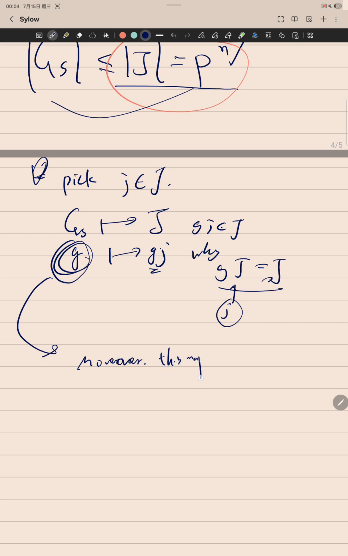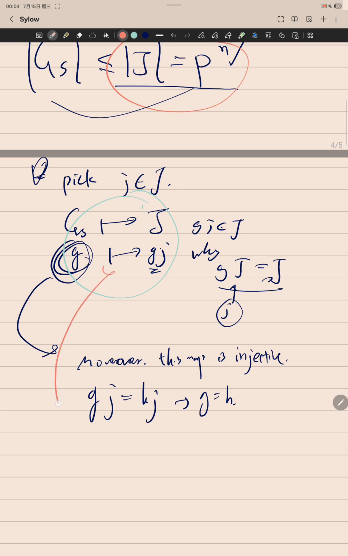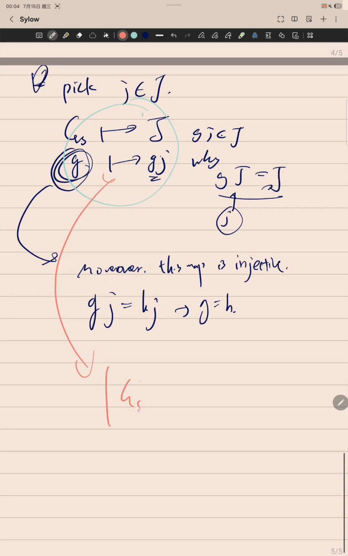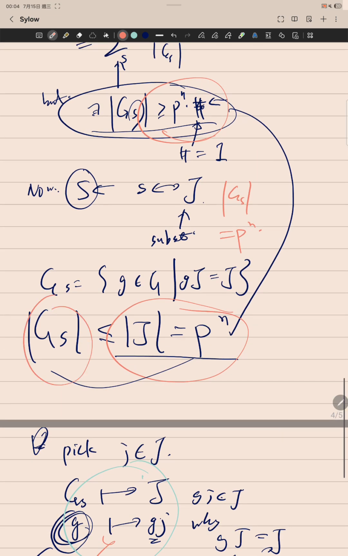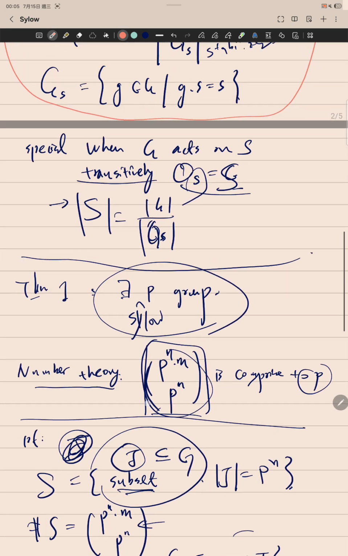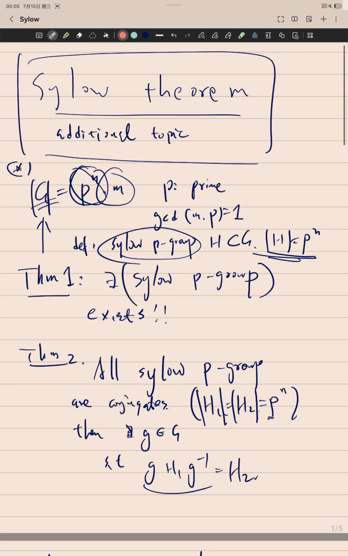Moreover, this map is injective, because if I have two elements with gj equals hj, then definitely, since these are in a group, g equals h. So this map is injective. But if it's injective, then the size of G_S is less than or equal to the size of J. Okay, so this G_S is a Sylow p-subgroup. Good, so this proves the first theorem.